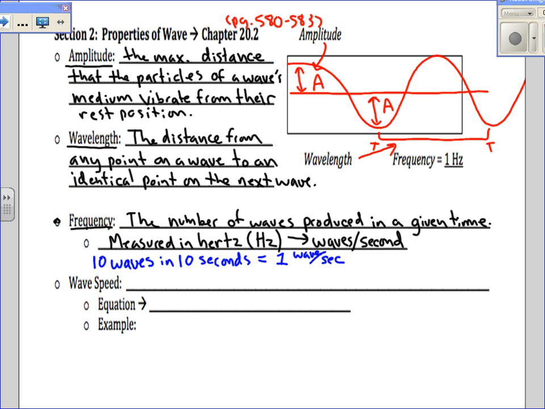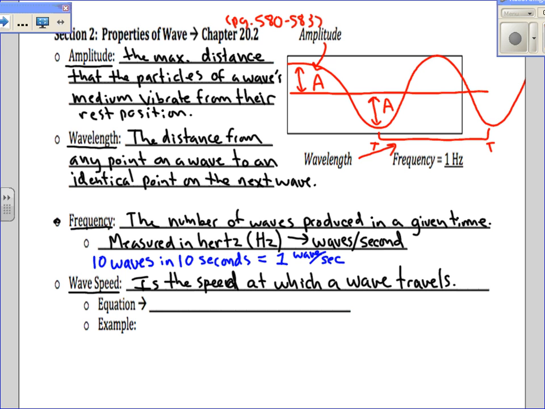The last one is wave speed. Wave speed is the speed at which a wave travels. So this is wave speed.